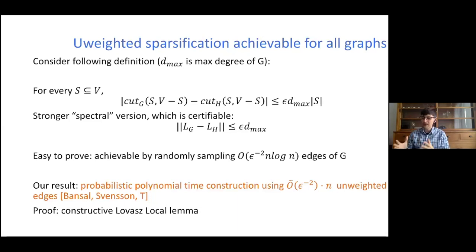So the way we're able to show that this is achievable for every graph in an unweighted way with order of n over epsilon squared times log one over epsilon edges is by picking edges randomly, but that doesn't work with high probability. In fact, with high probability, the graph will not even be connected. But we show that it works with low probability. And in particular, the Lovász local lemma can be used to argue that the construction will work.